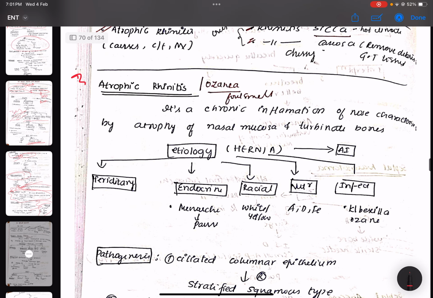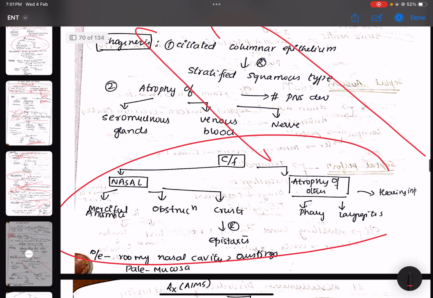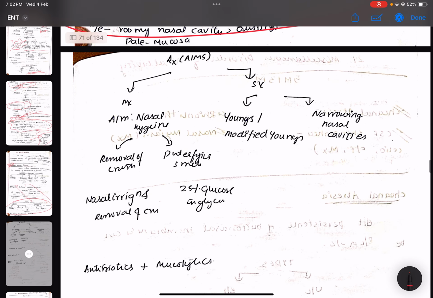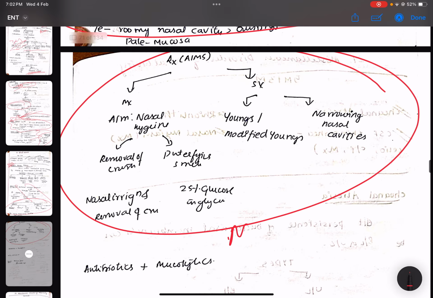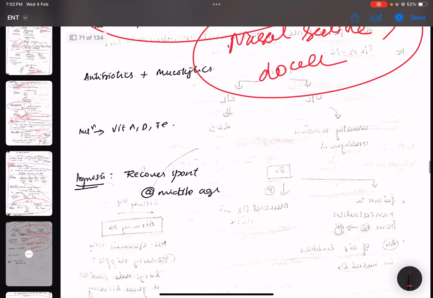Again, atrophic rhinitis, possibly a 3 marker or a 5 marker. Major thing, again, please don't study this. Clinical feature is something which you need to know. And also aim of investigation, obviously you do nasal saline douching. Okay, that is one important thing which you need to do. And obviously if nothing works, obviously go for Young's operation.